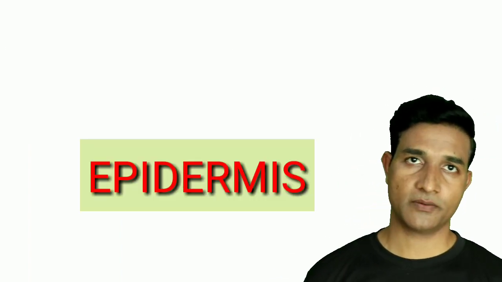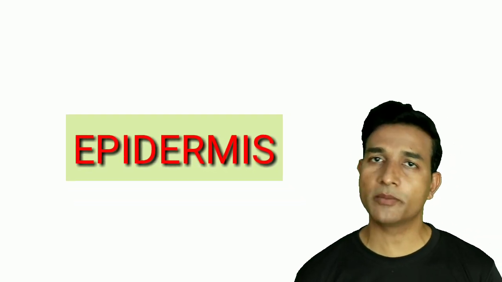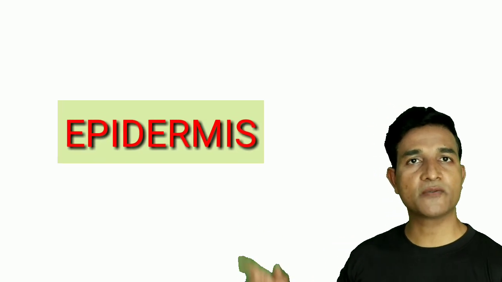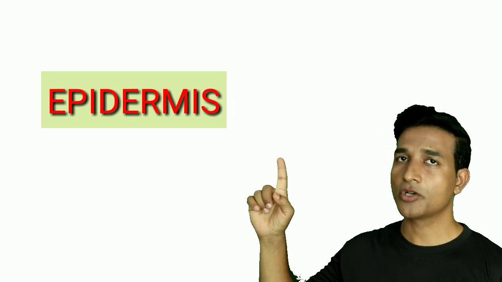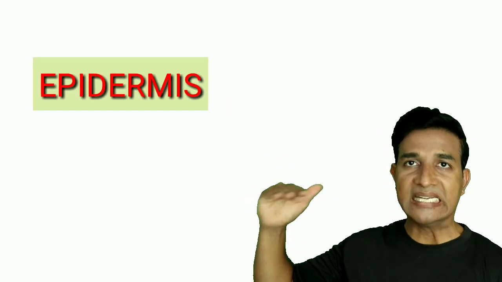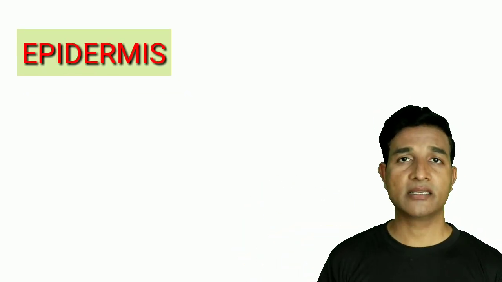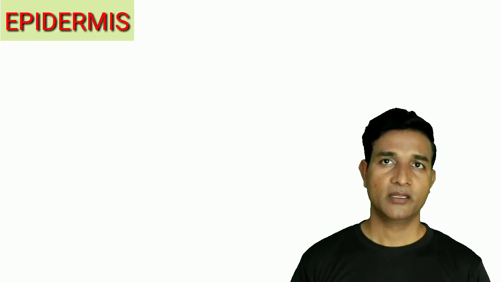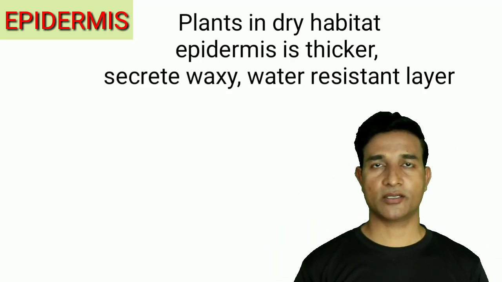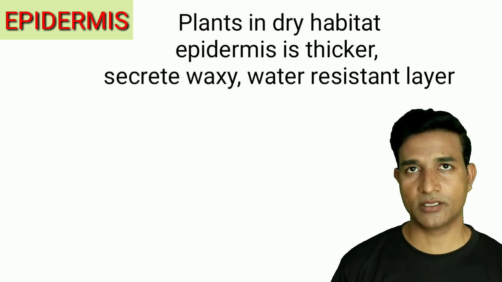So now we come to the epidermis. The outermost layer of the plant body is commonly called epidermis. The epidermis is made up of a single layer of cells, but in plants present in dry habitats, the epidermis becomes multiple-layered, and it's very thick, and it gives protection against water loss to the plant body. The entire surface of the plant is covered by epidermis, and this protects all the parts of the plant.